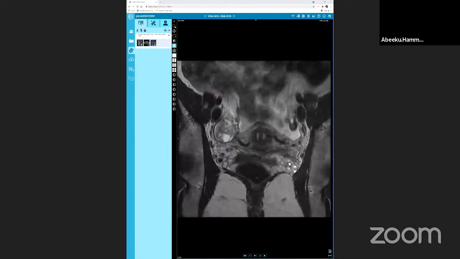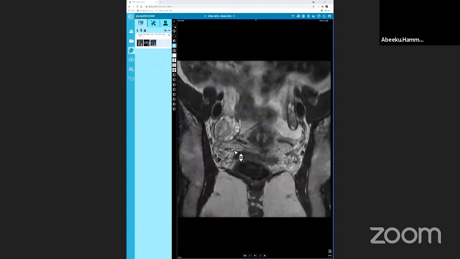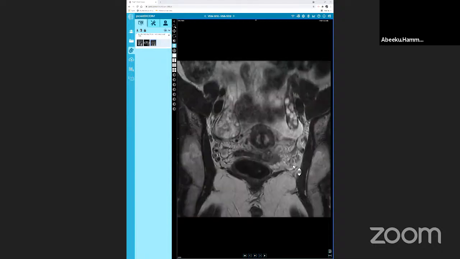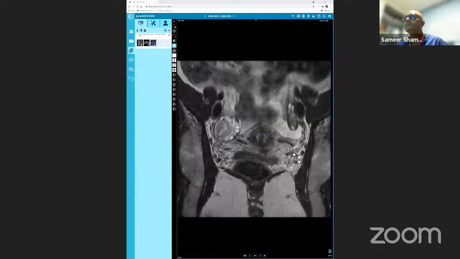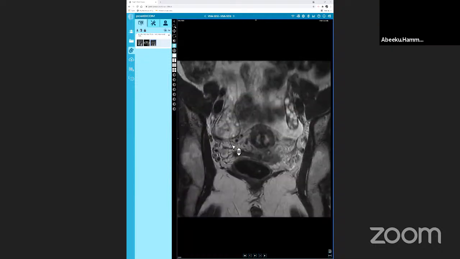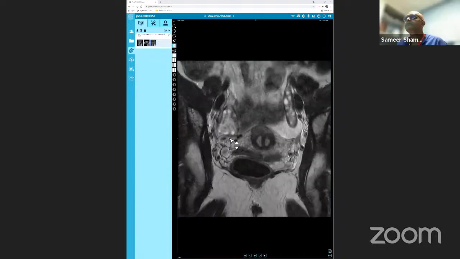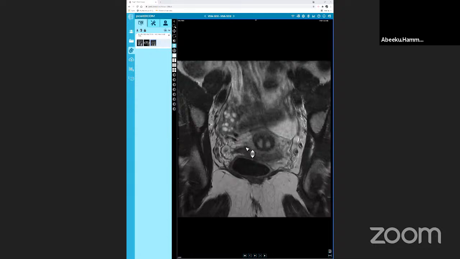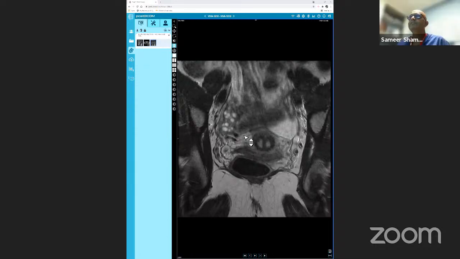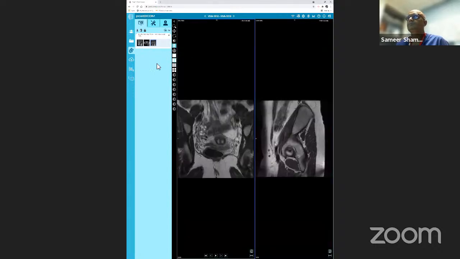The adnexa, the right adnexa looks bubbly and fine. So show me where the adnexa is. Show me the ovaries. So this part of it. Really? So normally I cross-check with the sagittal. Okay, I'll give you a sagittal. So let go of the mouse. Okay, here we go.